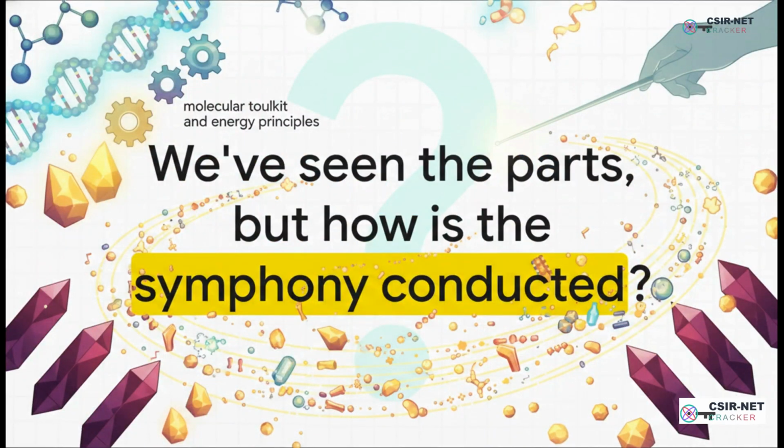So there you have it, the molecular toolkit of life. We've seen the workhorses, the fuel, the barriers, and the blueprint. We've even looked at the fundamental rules that govern them all. But this just leads to an even bigger, more profound question. We've seen the parts list, we've met the orchestra, but how is the symphony of life actually conducted? How does a cell coordinate all of this into the breathtakingly complex phenomenon that we call life?